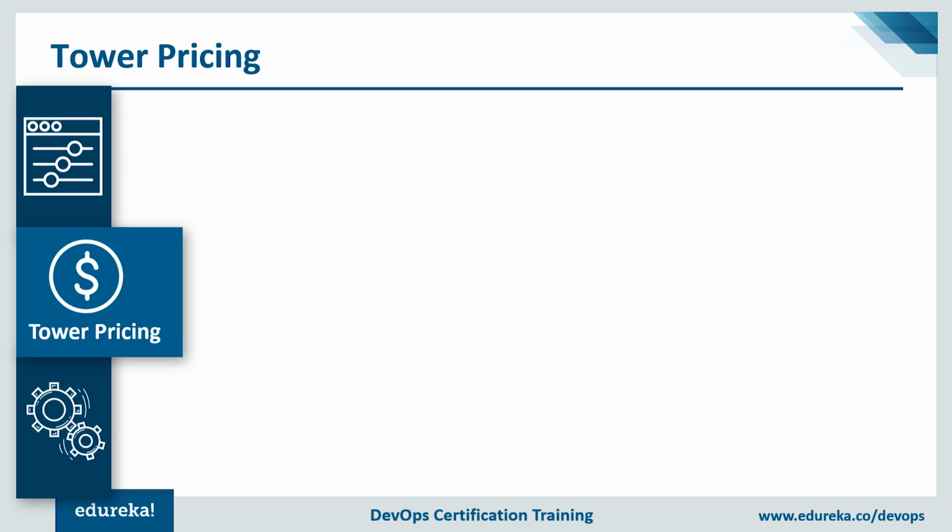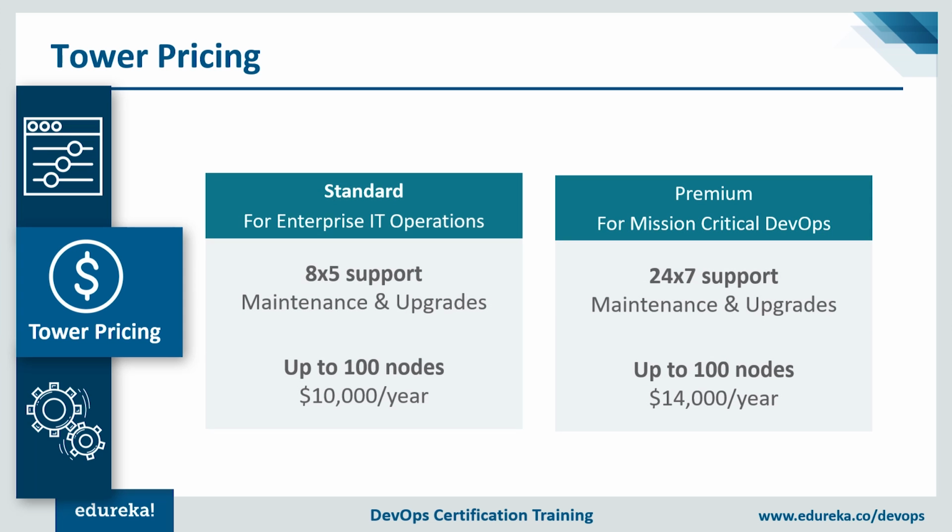Now coming to the next parameter of Tower, that is Tower pricing. Tower pricing are mainly for two types, the standard and the premium. Well, the self-support one is a free edition, whereas the standard and premium are not the free editions. So basically, the standard edition is used for enterprise IT operations, whereas the premium edition is used for mission critical operations. The standard offers the 8x5 support and also offers maintenance and upgrades access. Similarly, the premium edition offers 24x7 support and also again offers maintenance and upgrade options.